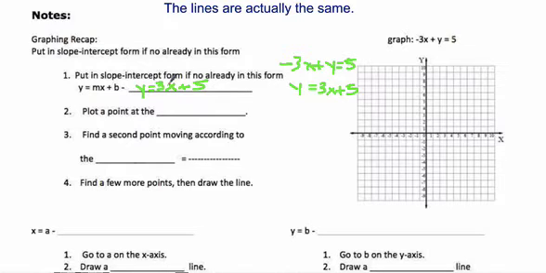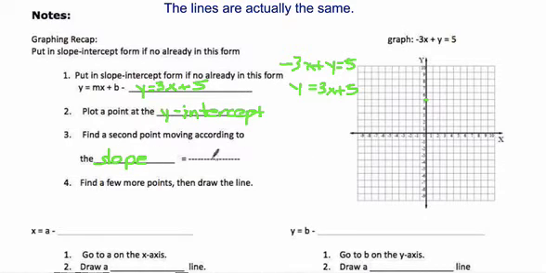Okay, next we're going to plot a point at the y-intercept. So looking over at our graph, the y-intercept is going to be on the y-axis. It's where the line actually crosses or intercepts the y-axis. So my y-intercept is 5. That means I'll go up to 5.